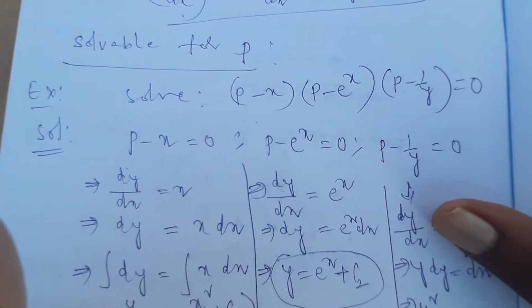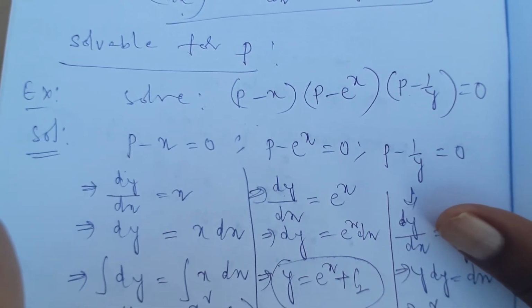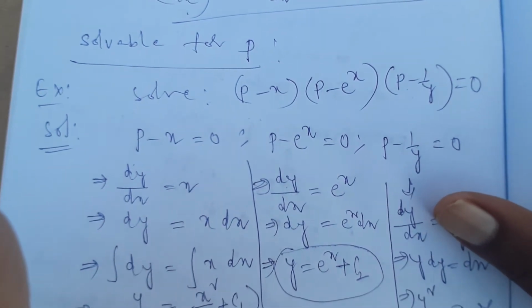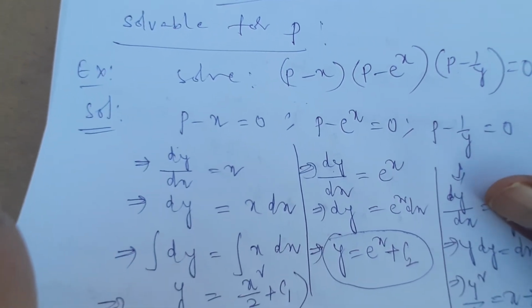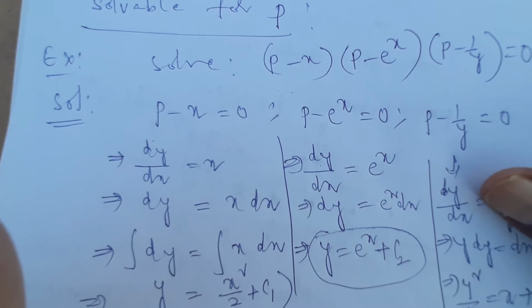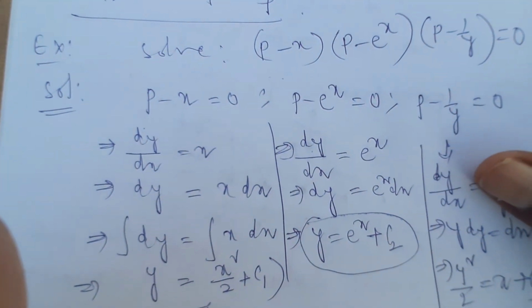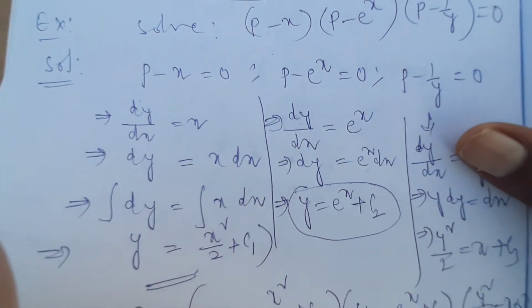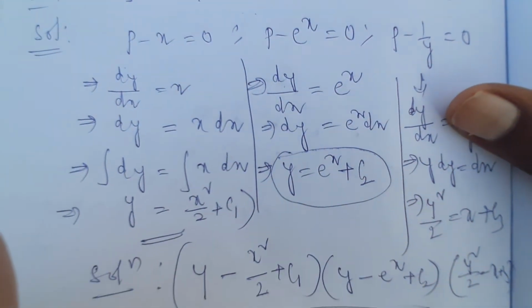And here if you observe, this differential equation is first order but higher degree. Why do we call it higher degree? Because p into p into p gives you p cube, and p cube means (dy/dx) whole cube. So this is first order but higher degree. How can you solve this equation? Here p minus x equal to 0, p minus e^x equal to 0, p minus 1/y equal to 0. Then by replacing p with dy/dx, find each solution separately.